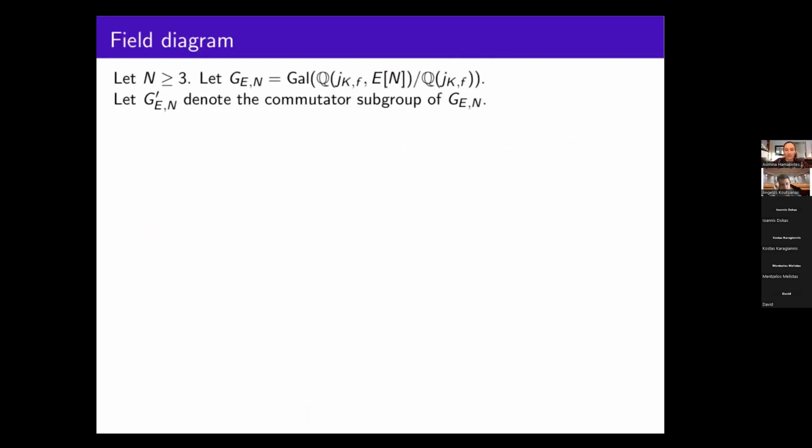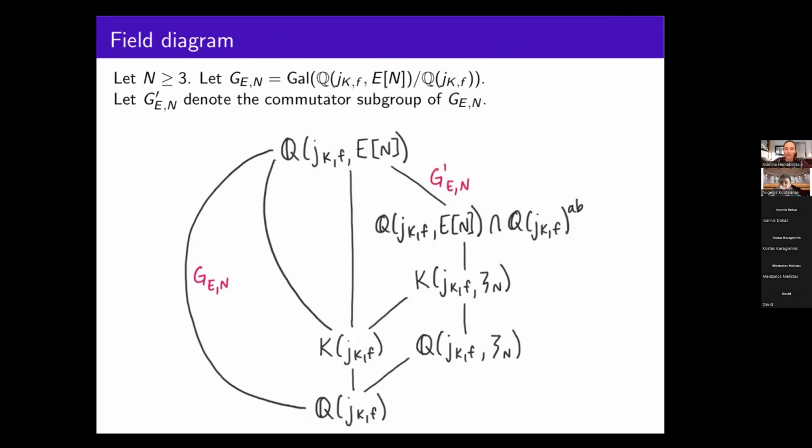So let G_n be the same as before, and we're going to let G_E'(n) denote the commutator subgroup of G_E(n). So now I have the following diagram. Can you see my mouse? It's okay. Q adjoin j(E), K(E), all the way up to Q adjoin j(E), K(E), E[n]. This is the extension we've been looking at, G_E(n).